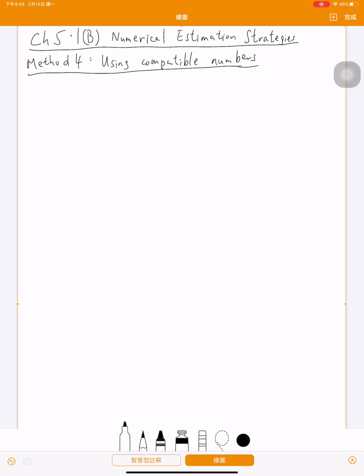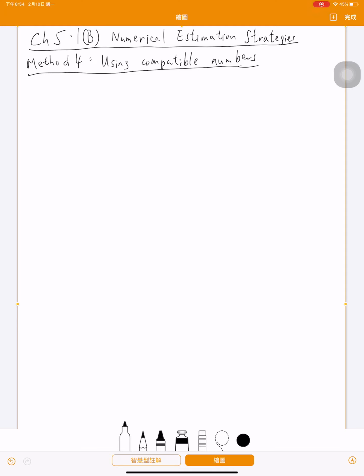Hello, I'm talking about the next method. That is method 4. It's called using compatible numbers. This method, I think, in all the methods of estimation is the most difficult one, because you need the sense of the number. So you should have some sense of the number so that you can use this method well.